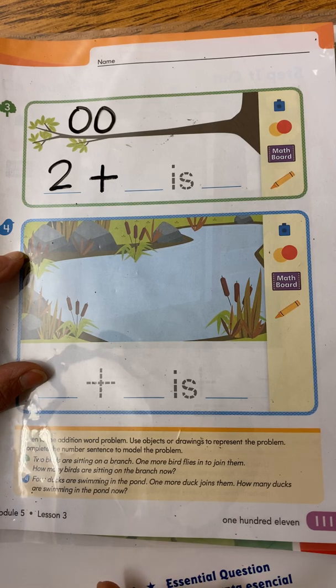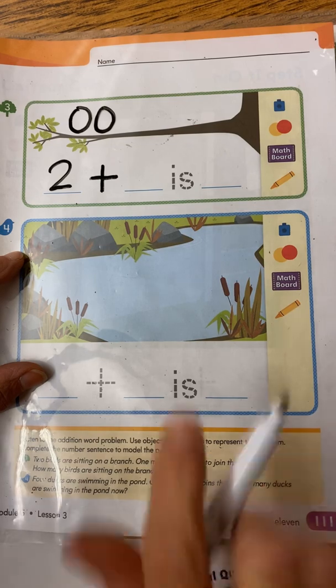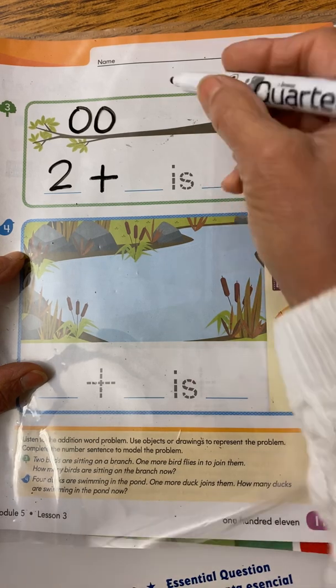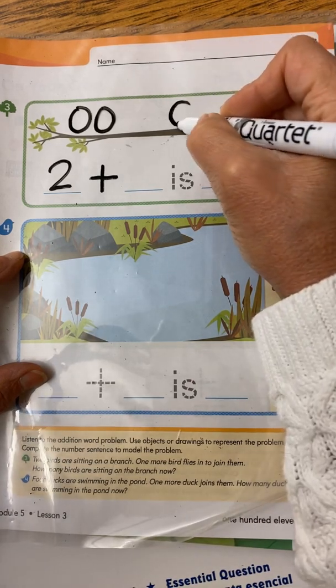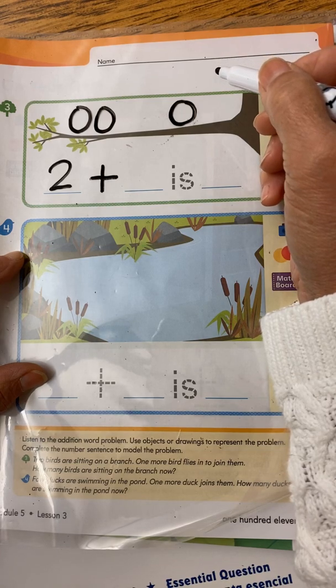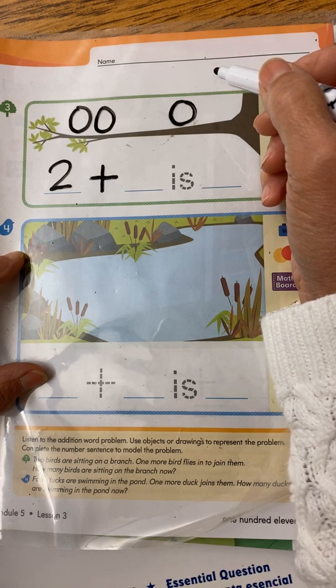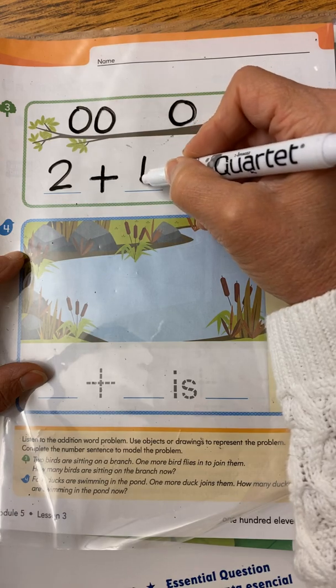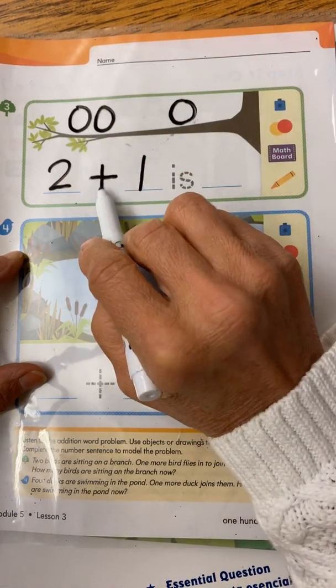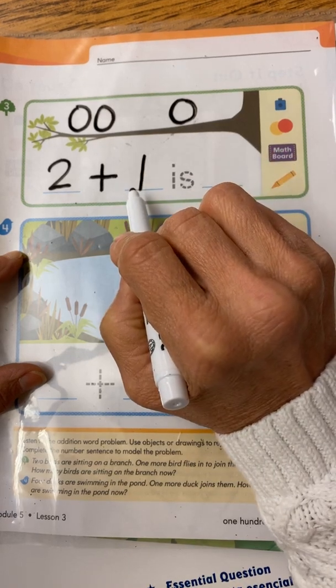Remember, we're just doing quick pictures because that's what we do in math. We just do a quick picture. Those are my birds. So now 1 more bird flies in to join them. So let's draw 1 more bird over here. And what do we have to do with that? We need to write another number. 1. So there's 2 birds plus 1 is coming to join them.